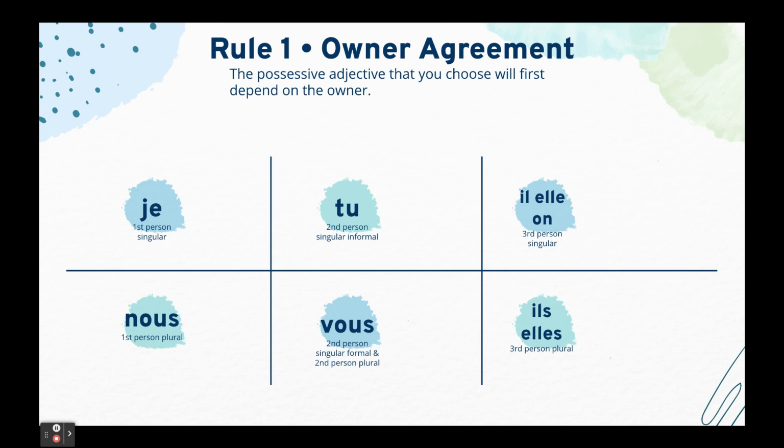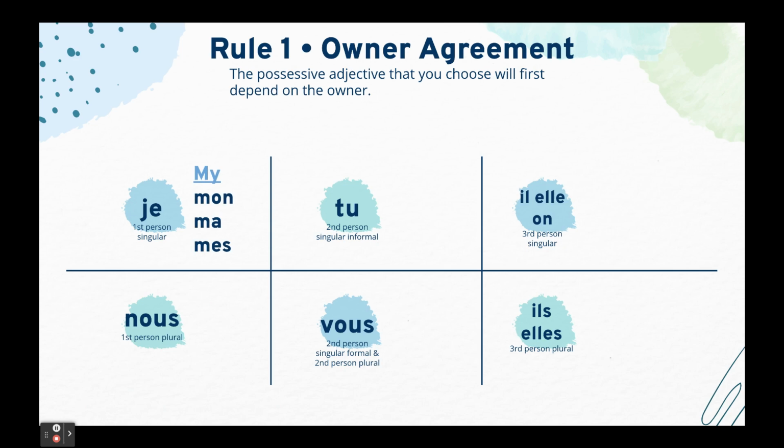Third person singular, we have il, elle, and on, which can arguably sometimes be first person and even be third person plural. And then we have nous, which is first person plural. That means we, and then we have vous again, which can be second person plural. So that's all of y'all, as we like to say in Texas. And then we have third person plural, il and elle, but they have an S at the end, even though we don't pronounce it. Okay, so the possessive adjectives that go with je are mon, ma, mes.